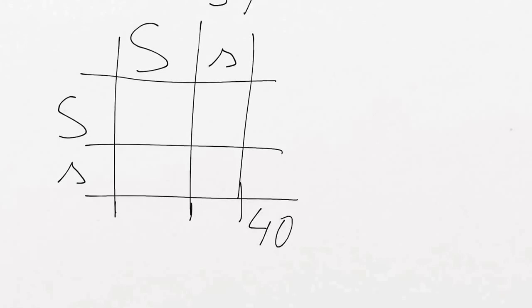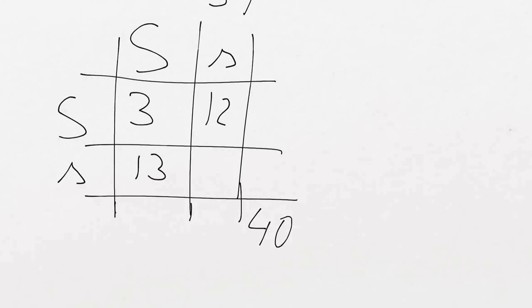Yep. Okay, so what we find is that I give you some numbers now. We have 3, we have 12, we have 13, and we have 12. Right? So these are our numbers that we observe.